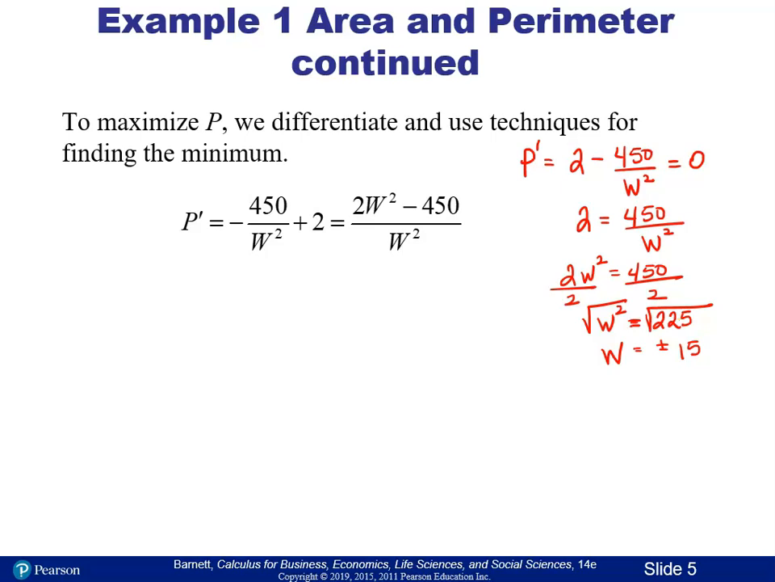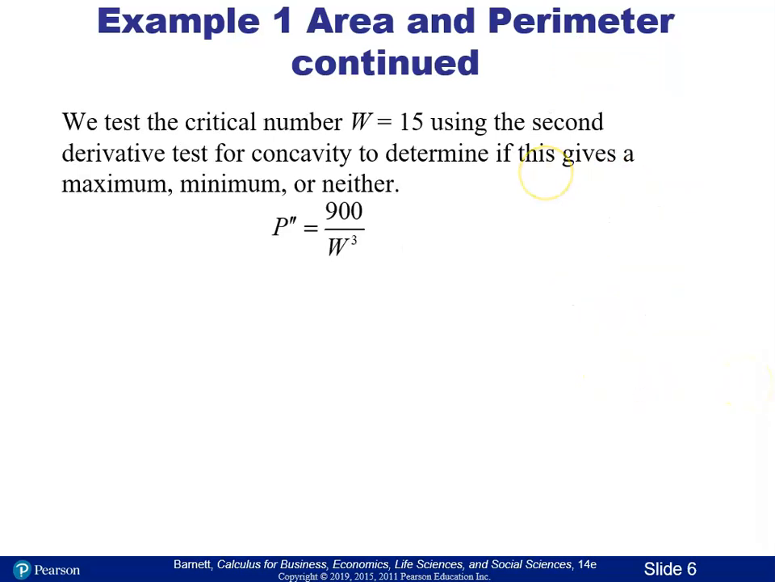Okay, we have to keep in mind that we're talking about sides. The w stands for the width of that rectangle that we originally started with. So we can't have a negative width. So our w, our critical number would just be the 15. Okay, so we have to decide from this if w equals 15, if that is actually a maximum or a minimum or neither. And the second derivative test can let us determine that.